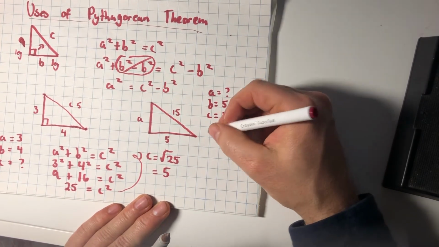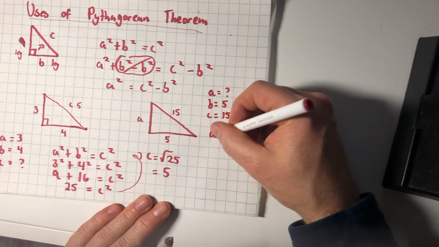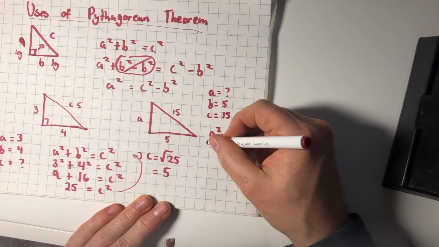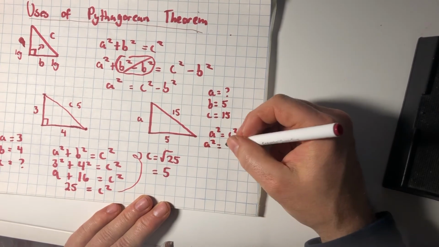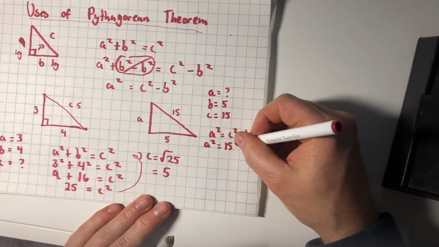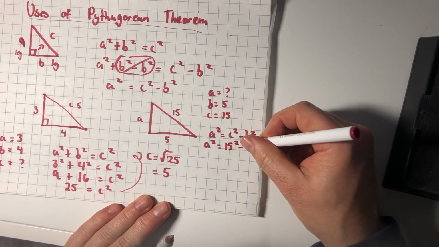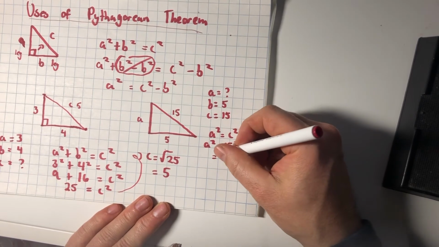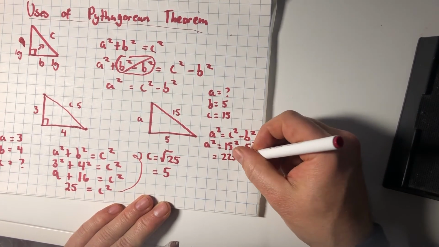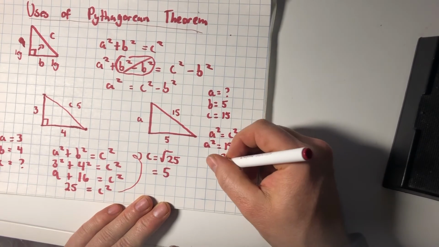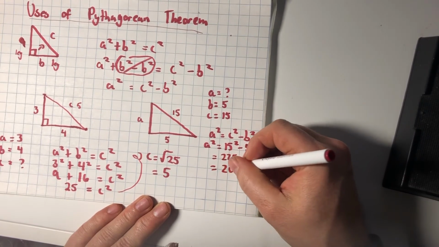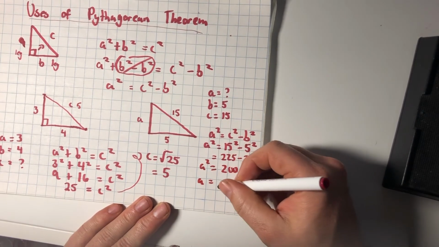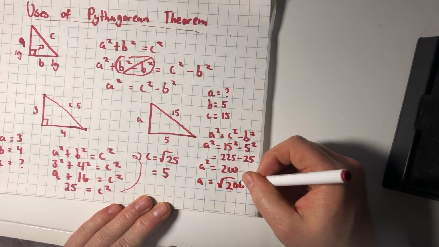This is where we use the other formula. So we have a squared equals c squared minus b squared. A squared equals c squared, which is 15 squared, minus 5 squared, which equals 225 minus 25, which equals 200. That's what a squared equals. We want to find out what a is, so we have to square root 200, which isn't as easy as what you think.